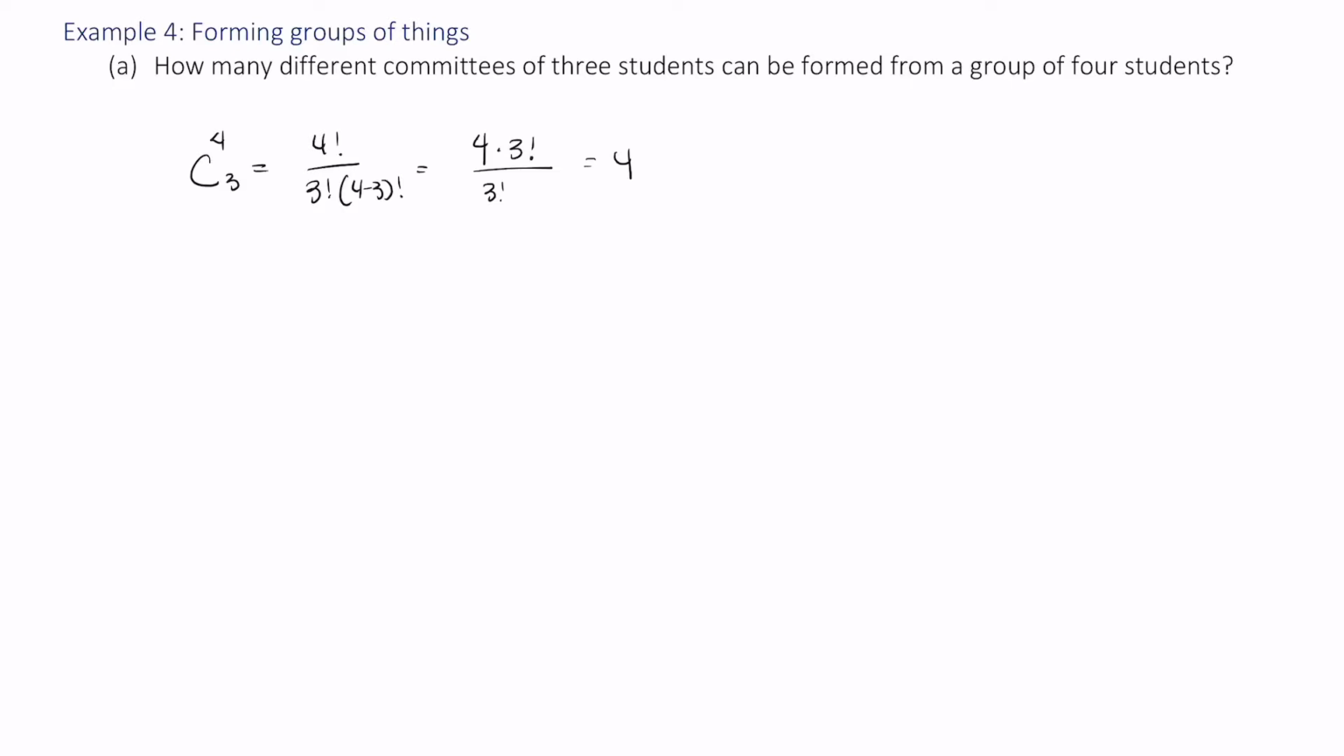And if you're new to working out problems like this, I'm going to show some missing steps here. In essence, in my numerator, what did I do? I said 4 factorial equals 4 times 3 times 2 times 1. But if you notice, 3 times 2 times 1 is just 3 factorial. So I can write 4 factorial is 4 times 3 factorial. That said, there are 4 different ways a committee of 3 students can be formed out of 4 total students.